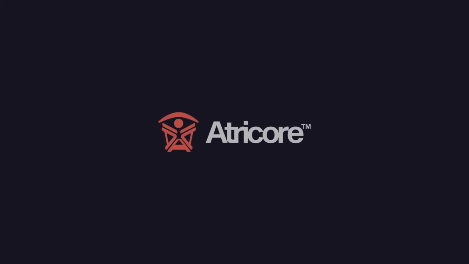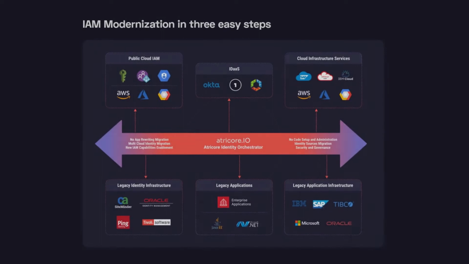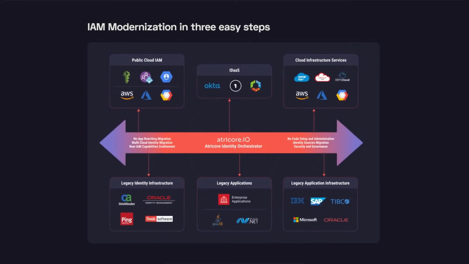In this tutorial, we'll migrate from a legacy on-prem Siteminder install to the cloud using Okta. We'll use AtricoreIO to create and configure the necessary components and orchestrate user migration. Our approach is non-disruptive, with users migrated gradually from Siteminder to Okta with no disruption to normal business operation.